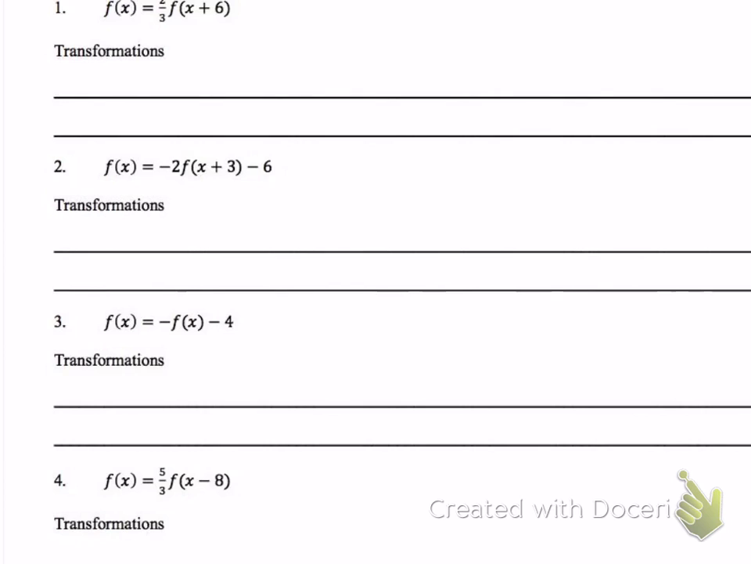So if we look at number 1, if we're going to describe the transformation, the first one I want to look at is my a value. I have to decide, is it positive or negative? So is 2/3 positive or negative? Positive. So do I need to write any transformation about the positiveness? No. Just leave it be. 2/3, is it less than or greater than 1? Less than. So I'm going to say it's a vertical what? Vertical shrink, vertical compression. So I say vertical shrink by a factor of 2/3. So it's always by a factor of and then whatever that a value is.